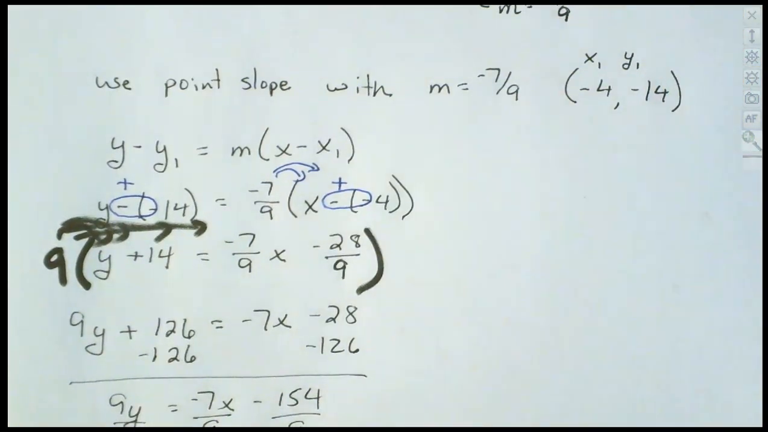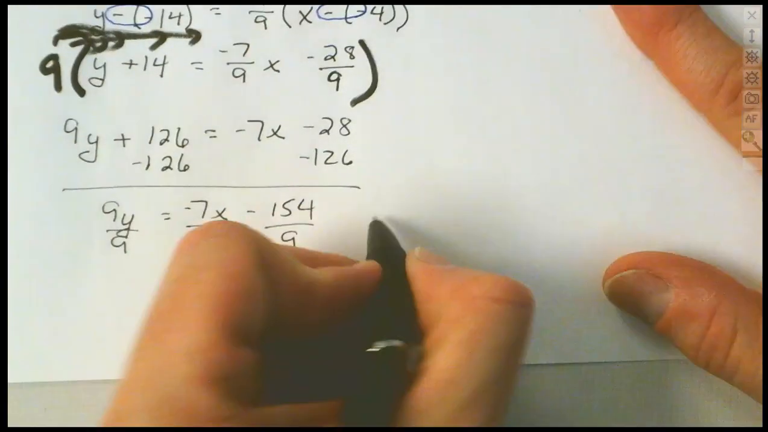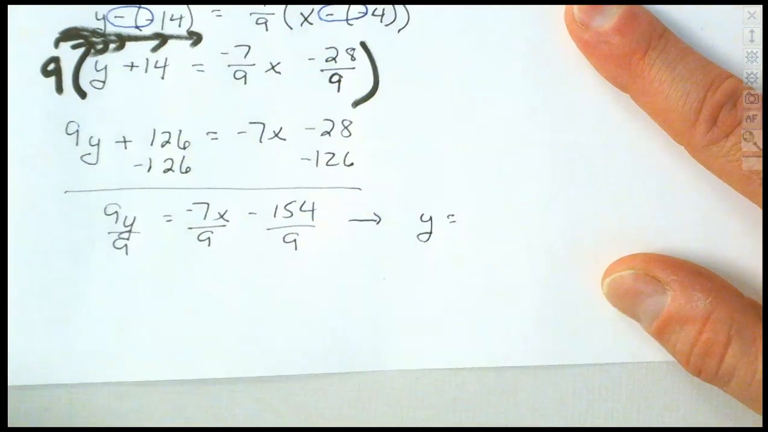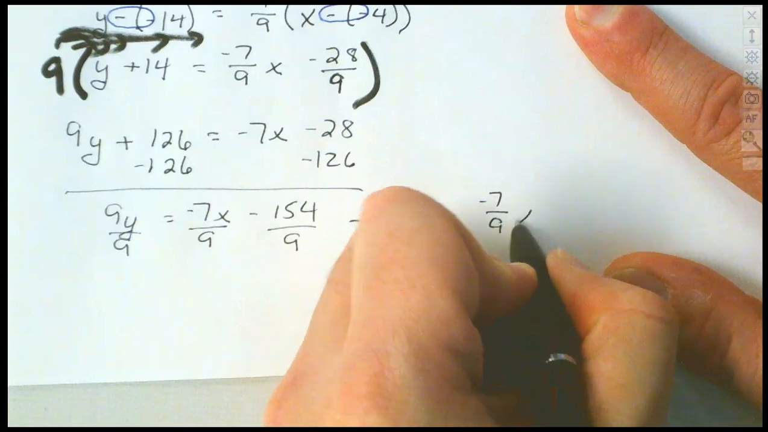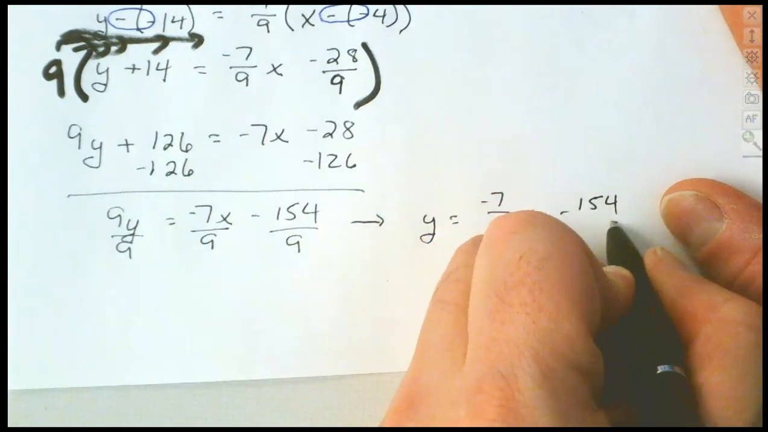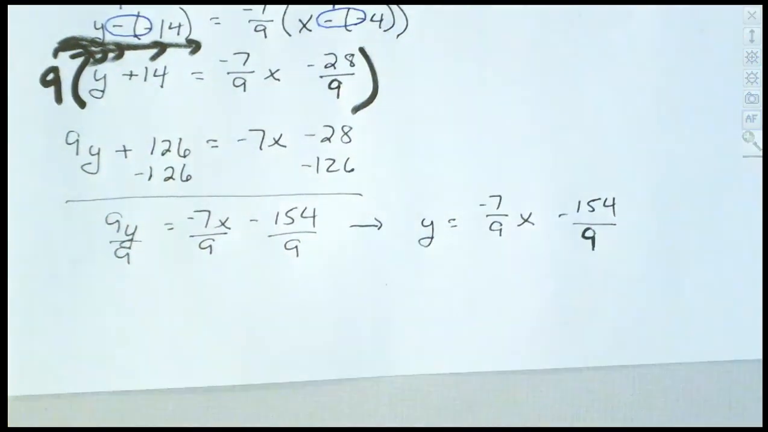And we'll see if we can reduce that down. And it doesn't reduce down any. So what's our final answer look like? Well, our final answer in slope-intercept form then would be y equals minus 7/9 x minus 154 over 9. And that's going to be now your final finished answer.